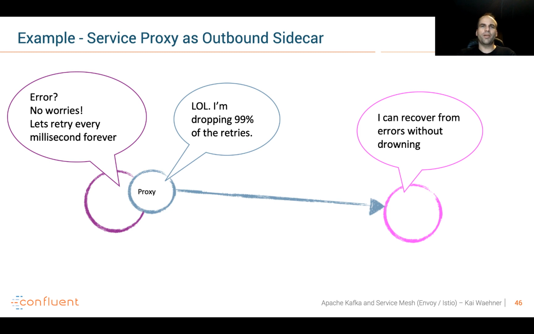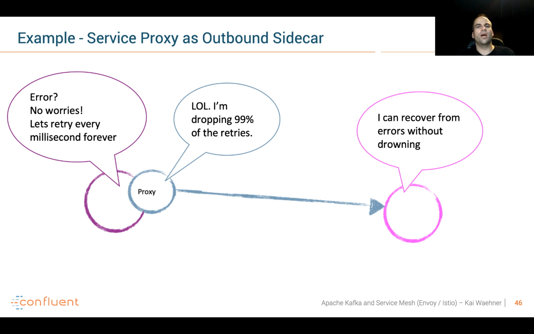Another example where the service proxy is the outbound sidecar. The left service says, hey, I have an error, but no problem. I see an error. He doesn't have the error. He wants to connect to the service on the right. And so he sees an error. And so he says, well, it's okay, I connect to you every millisecond until you work again. However, the right service typically does not want to get all the traffic because he's down anyway. Or sometimes it would make even things worse. And therefore, the outbound sidecar here says, well, you can try to request, but I don't allow this.